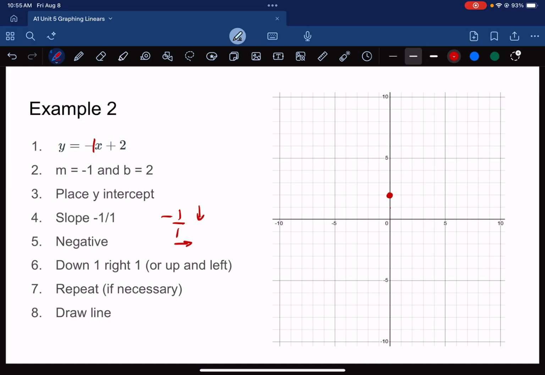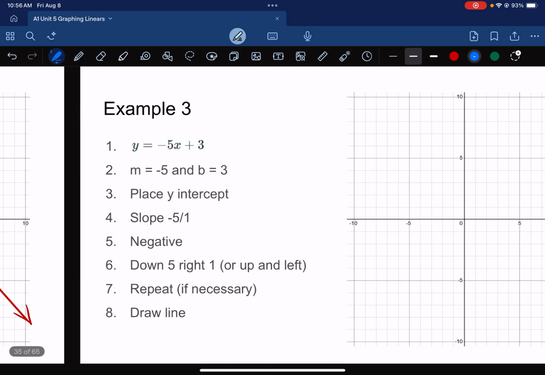So I'm going to go down 1 and right 1, and man, I can do that all day long, but there's no reason to. Let's just make sure we get a good line on there. Going down and right. Yeah, there we go. And up. There. Nice line. Notice up and left got me to the same line, right? Okay. Example 3.